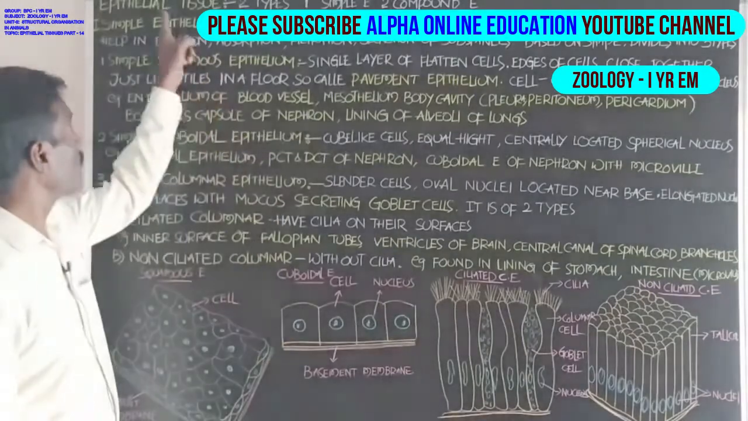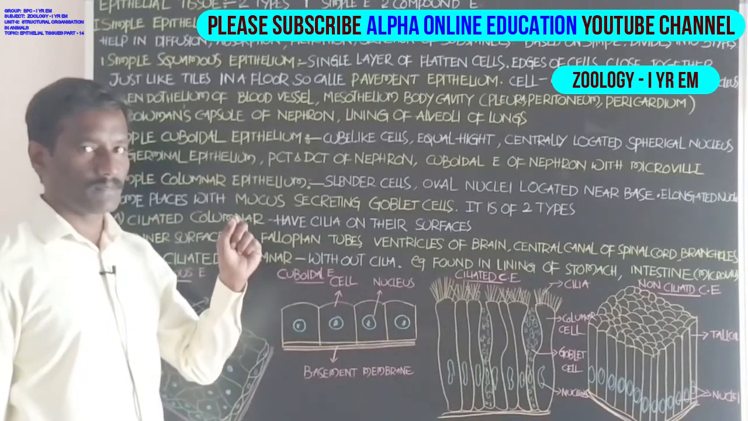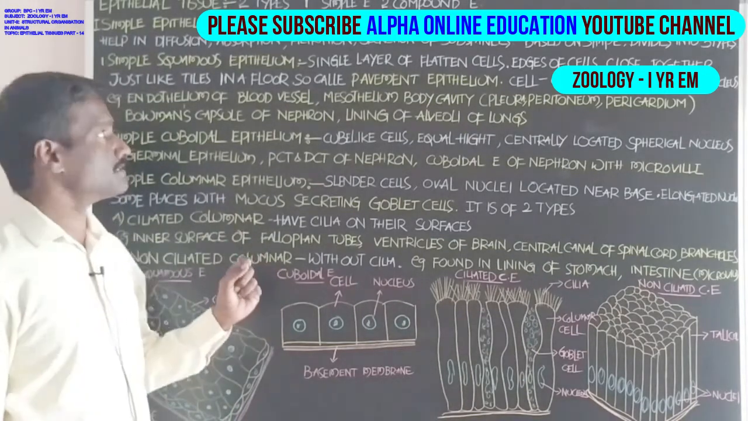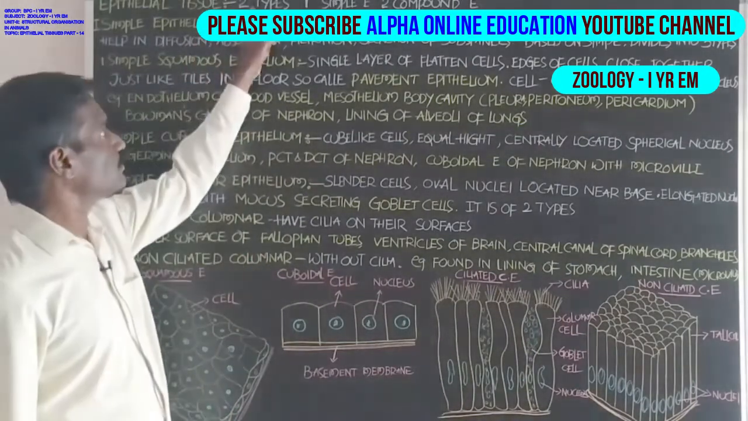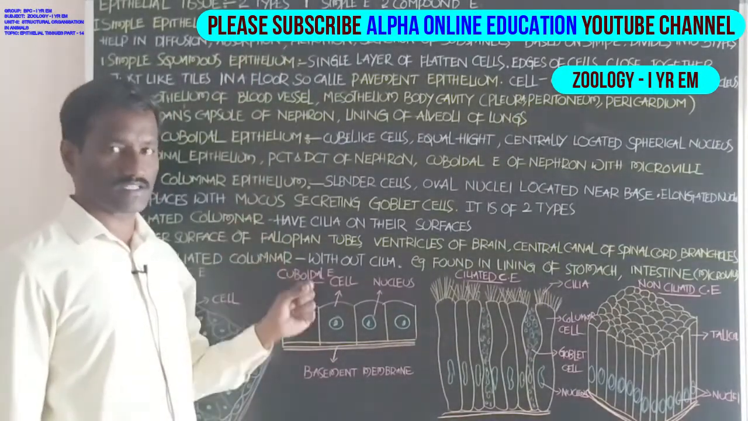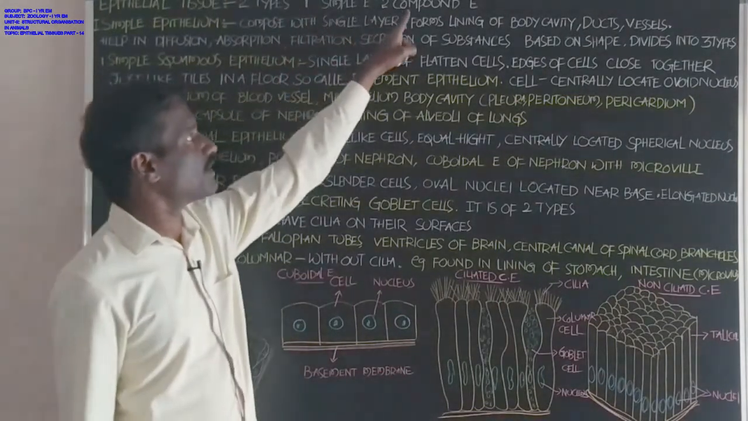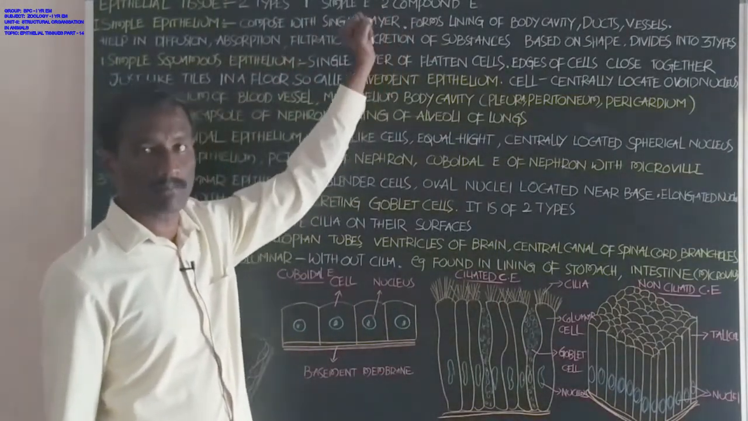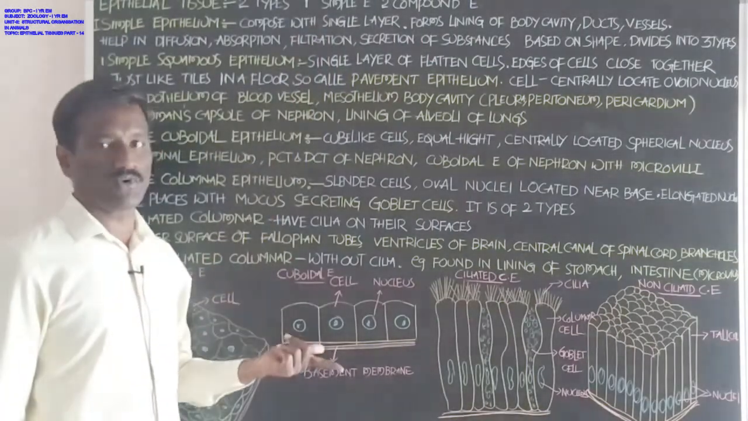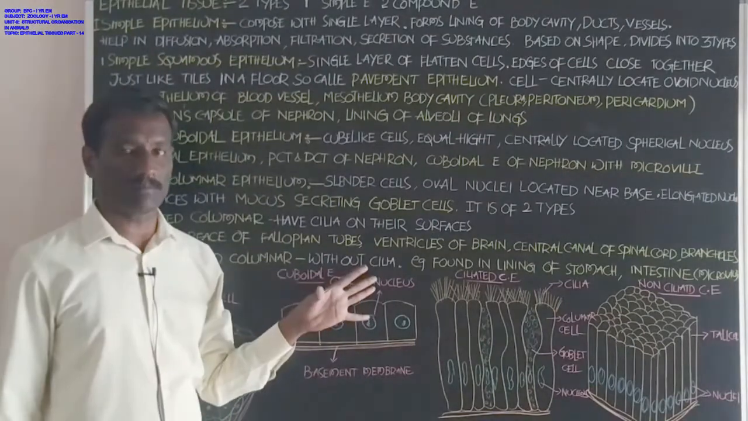Students, today's topic is epithelial tissue. It is one type of tissue in animals. Epithelial tissue, students, has two types based on the arrangement, based on the structure. First one is simple epithelium, second one is compound epithelium. What about the simple epithelium?